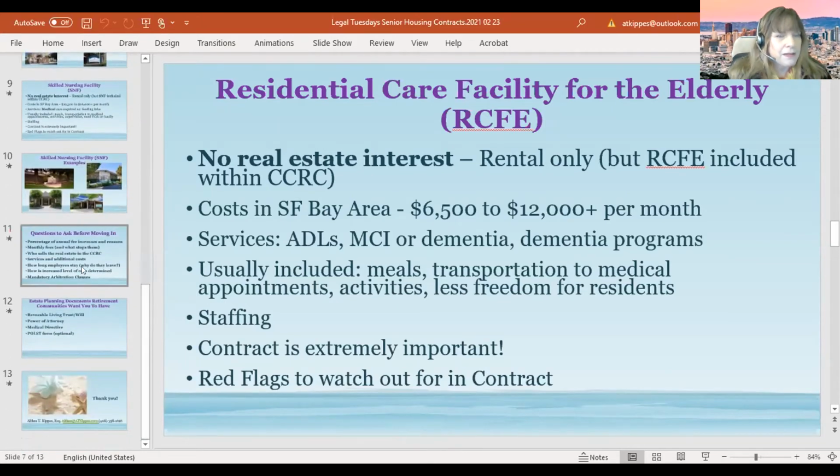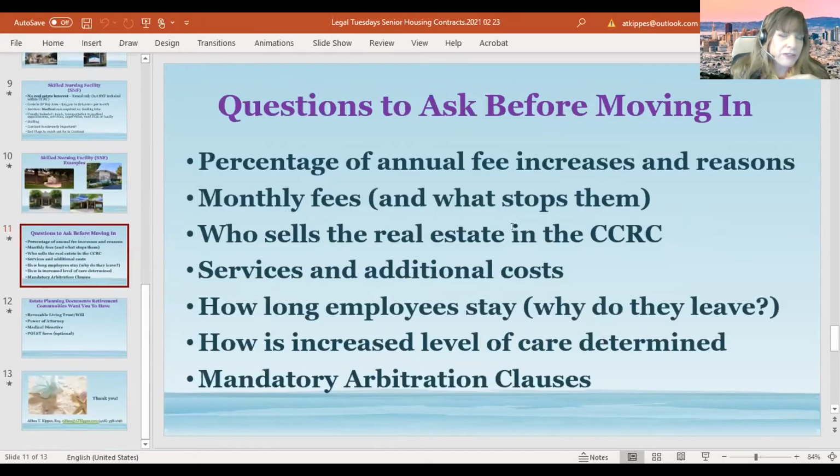Questions to ask before moving in. These are some of the questions: fee increases? What are the monthly fees? Who is the one that's going to be selling the real estate ownership in the continuing care retirement community? And then also additional costs and what those fees are.